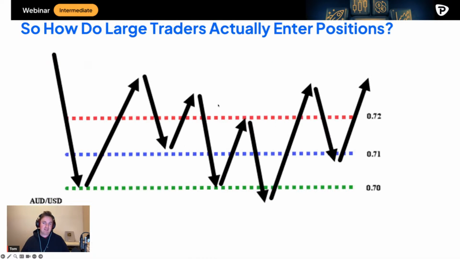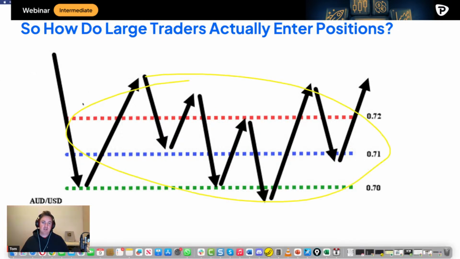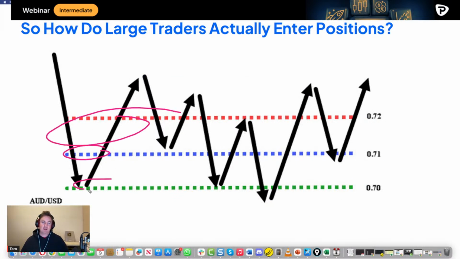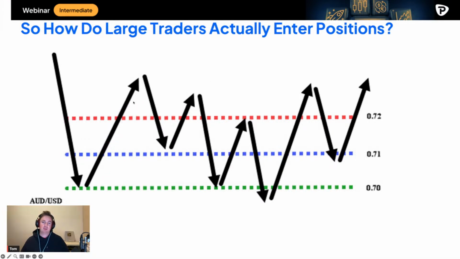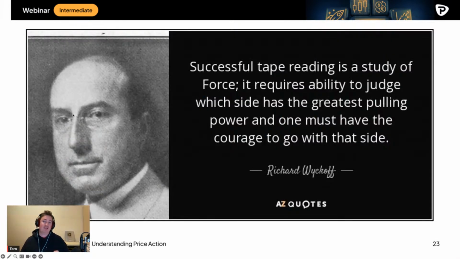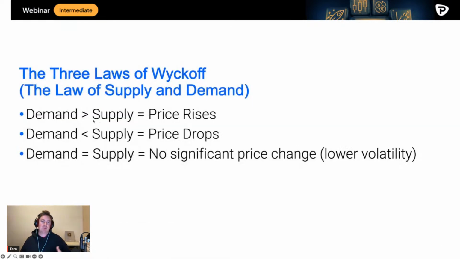Well, we need to understand again how do traders enter these large positions. Well, they build a position again over a period of time, sometimes a few hours, sometimes a few days, sometimes a few weeks. And what it will do is it'll be kind of like a buy or a sell at a certain zone, like we discussed earlier in today's session. Once we know that, we understand that we need to do something Wyckoff told us to do. He said, we need the ability to judge which side has the greatest pulling power. We need to have the courage to go with that side and recognize where the next level is going to be. And of course, he came up with the laws of Wyckoff.